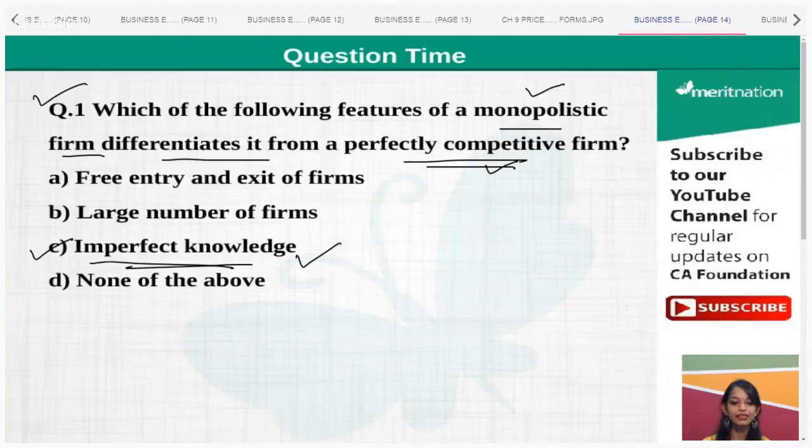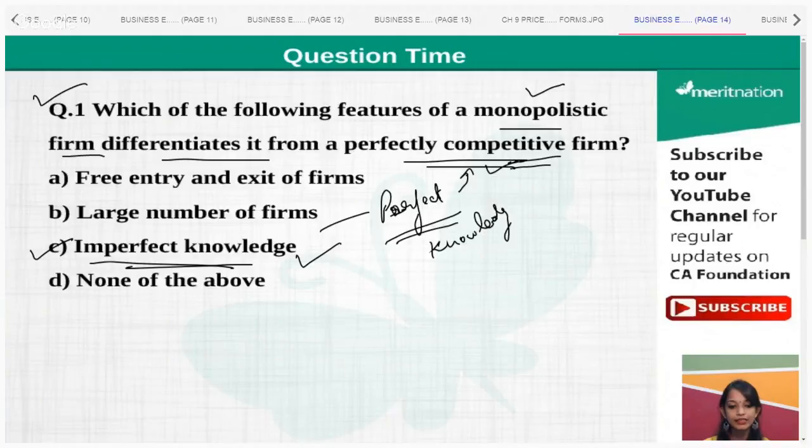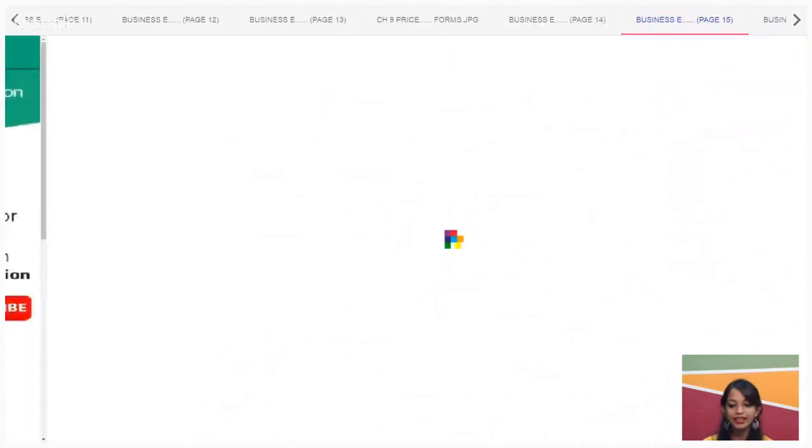There exists perfect knowledge in a perfectly competitive market, right? There exists perfect knowledge because everybody knows about everyone. The goods are homogeneous. Absolutely correct, people. Perfect knowledge, Dipali. Awesome, guys. Very impressed. It's C, because in case of a perfectly competitive market, there exists perfect knowledge among the buyers and the sellers. That's why this particular point differentiates the monopolistic from the perfectly competitive market. Awesome, people. Next question, guys.